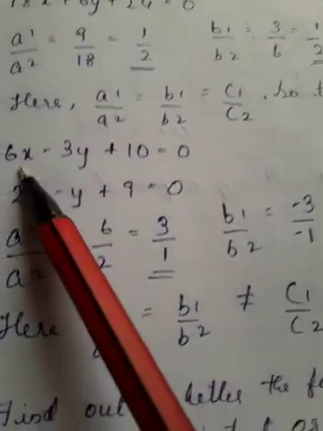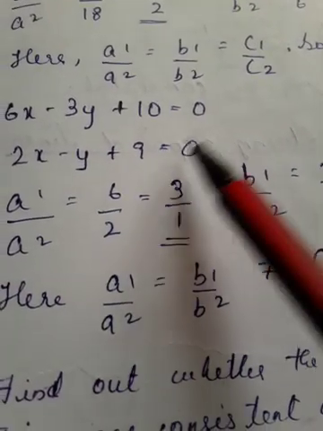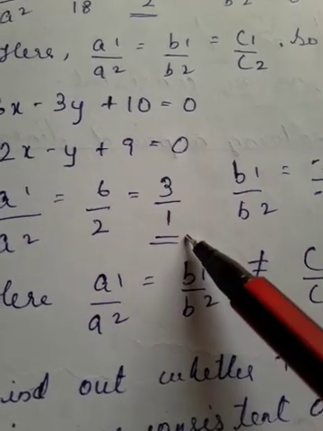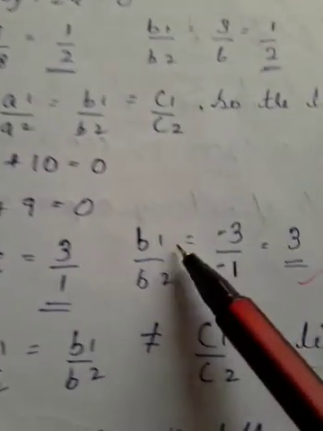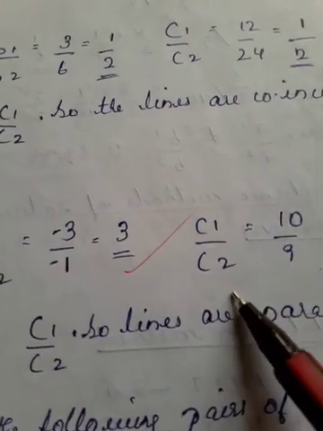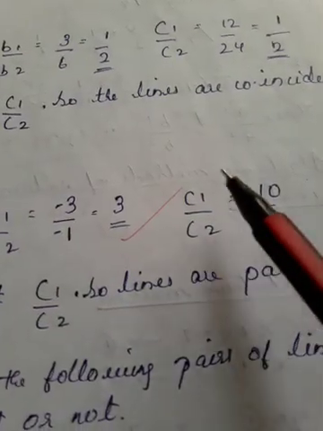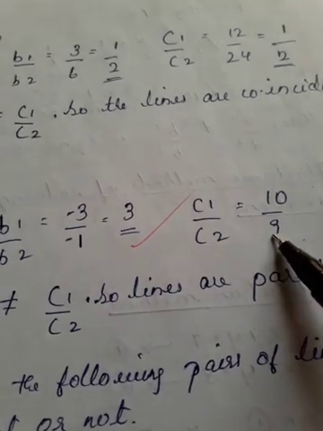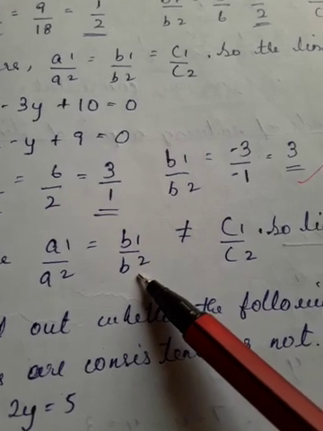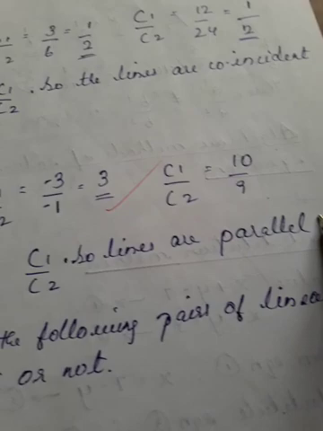The next question: 6x minus 3y plus 10 equals 0, and 2x minus y plus 9 equals 0. So a1 by a2 equals 6 by 2, that is 3 by 1, that means 3 itself. b1 by b2 equals negative 3 by negative 1, that is 3. Here these two are the same, so we find the third one also. c1 by c2 equals 10 by 9. So here a1 by a2 equals b1 by b2, but it is not equal to c1 by c2. So the lines are parallel.